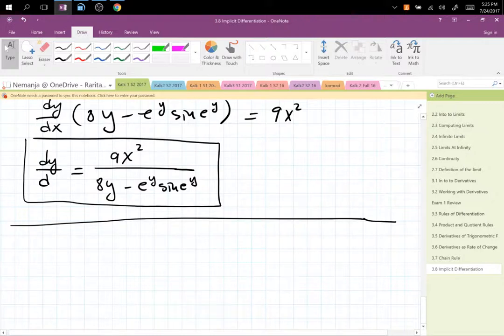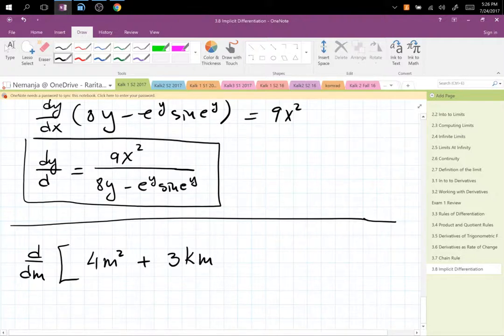Ready? All right, find the derivative with respect to m of 4m squared plus 3km minus sine k equals k squared. K is a function of m.